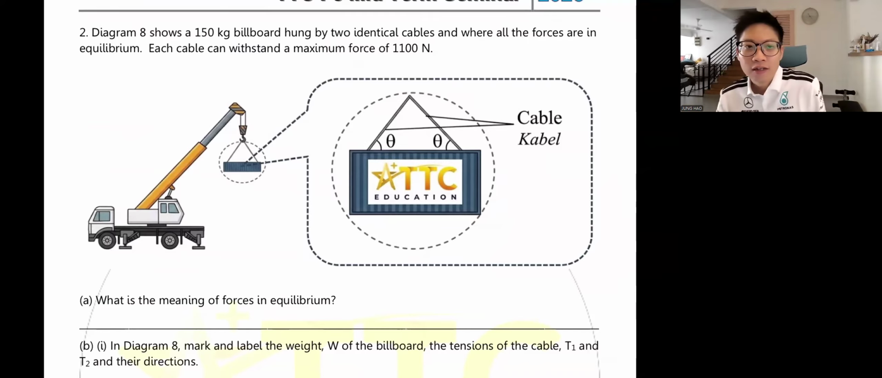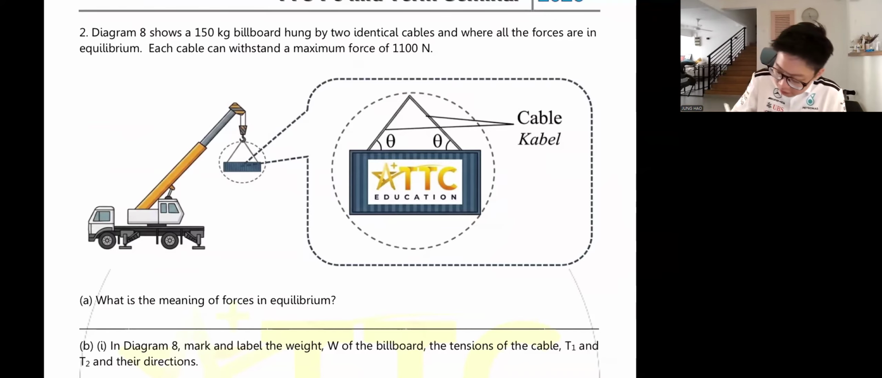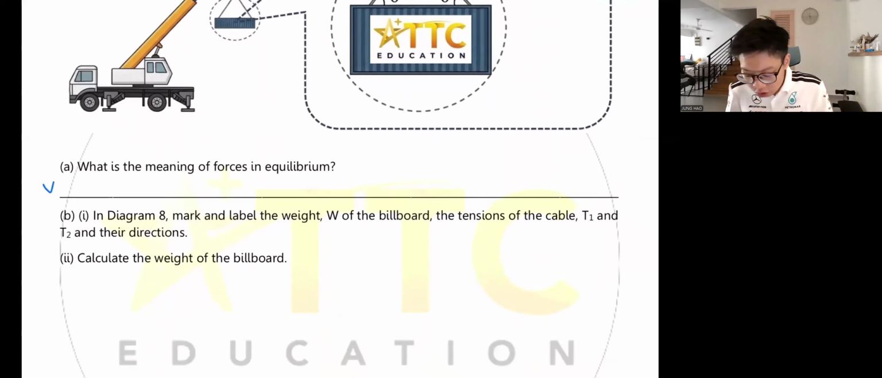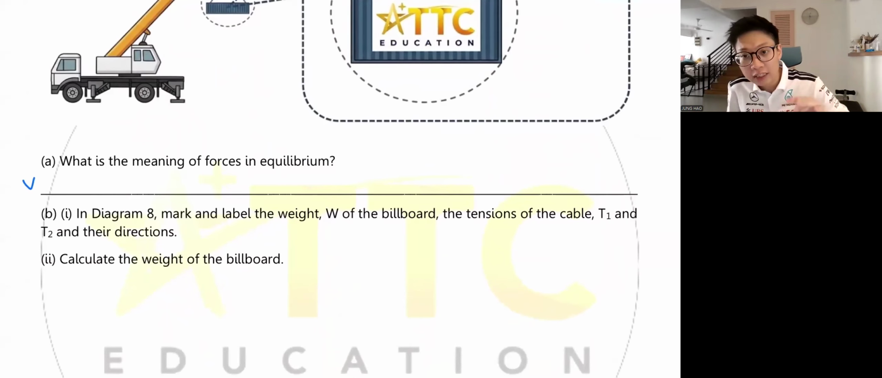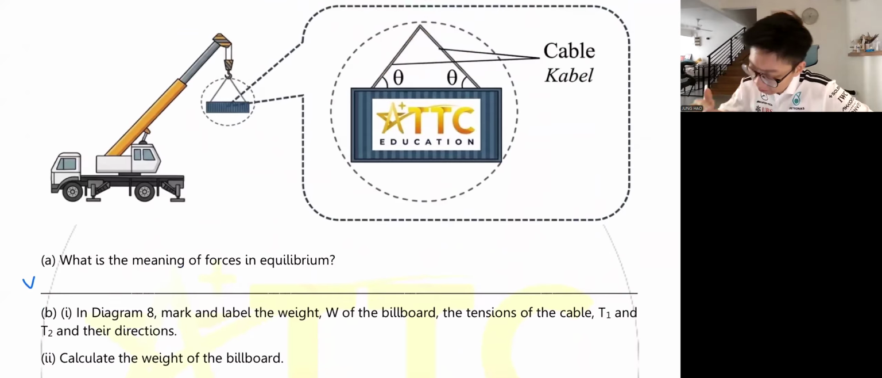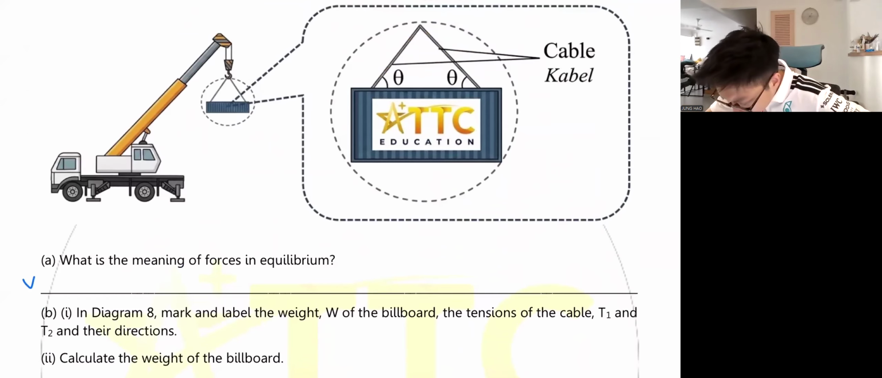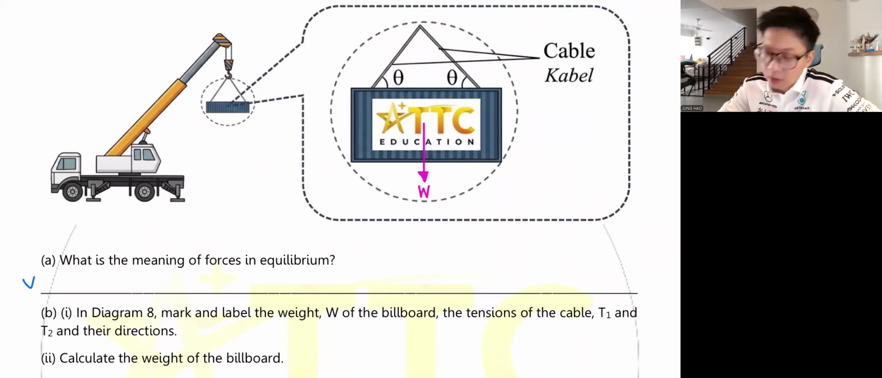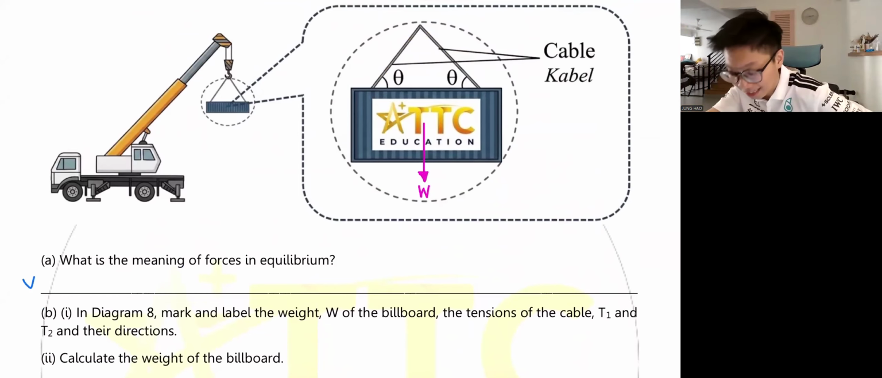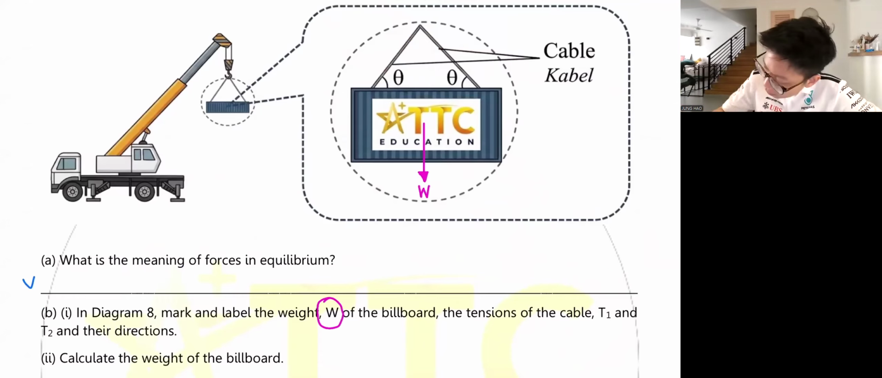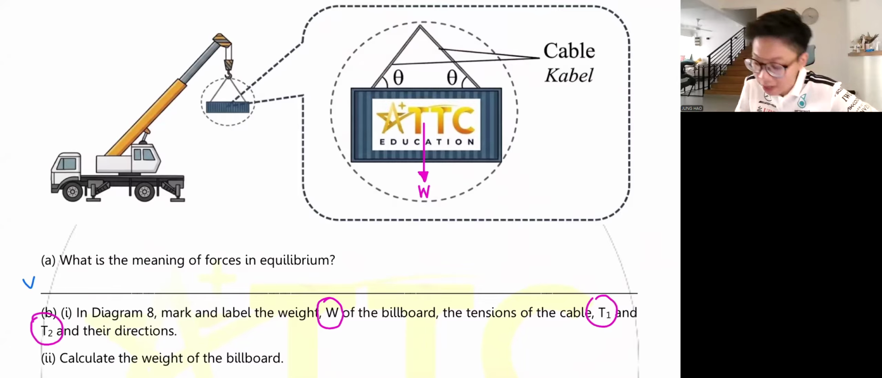Okay, now let's continue. So now guys, you're already done with this one. Okay, then next. Mark and label the weight W, the tensions T1 and T2 and their directions. Okay, so number 1, we obviously want to draw the weight, the force that goes down. So the W goes down. The weight of it goes down. Okay, W. Then what about T1 and T2 and their directions?